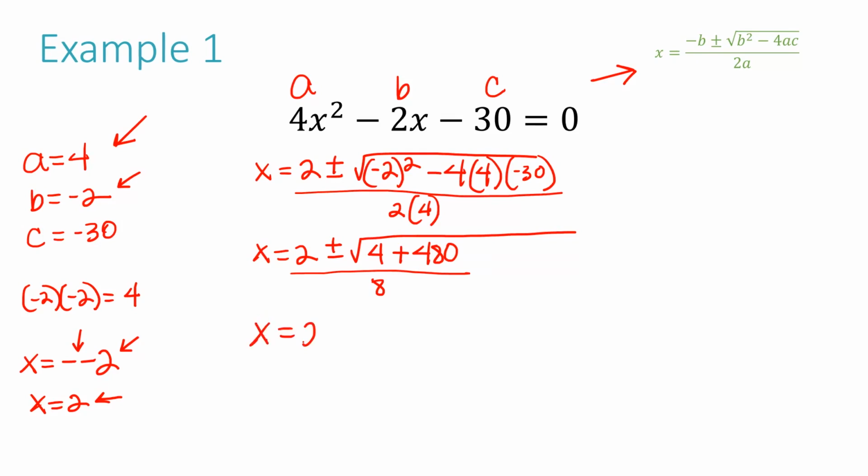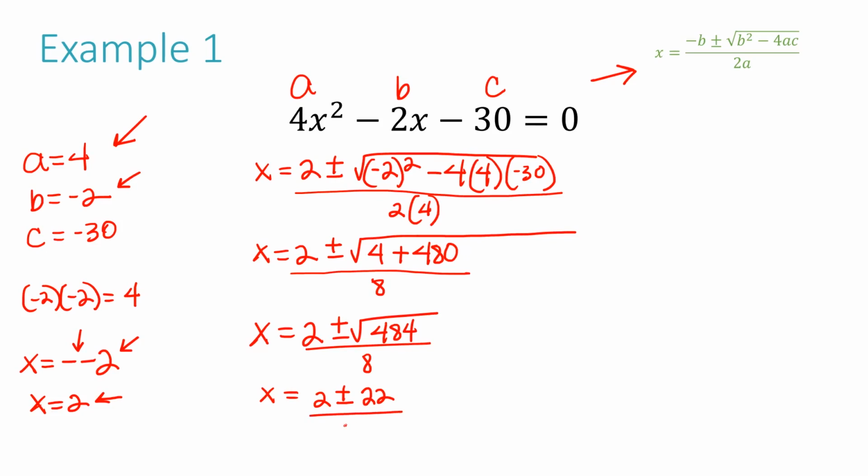Now I'm going to simplify even more. I have x equals 2 plus or minus the square root of 484 all over 8. If you do not know, you can guess and check a few times. I know that 20 times 20 is 400, so I know that the square root of 484 is going to be pretty close to 20. And if you had to guess and check a few more times, hopefully you'll get the correct answer, and it is 22. So 484 is a perfect square. The answer to it is 22.